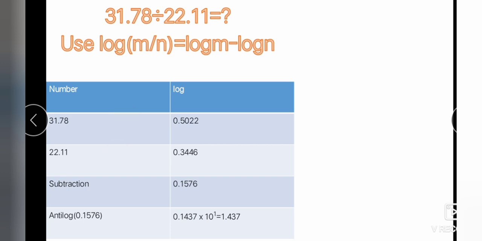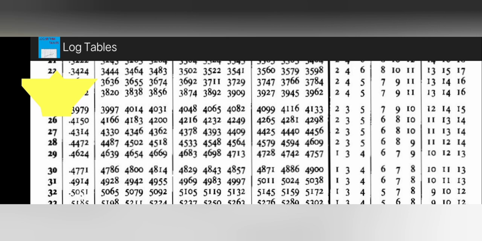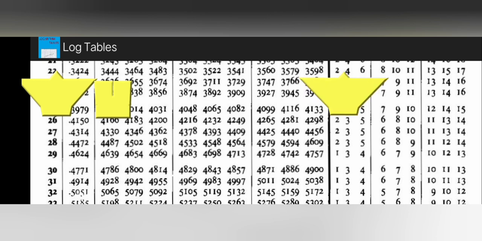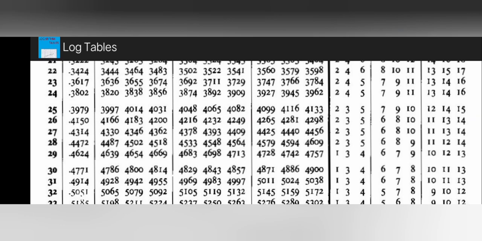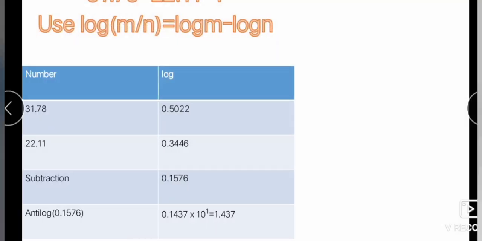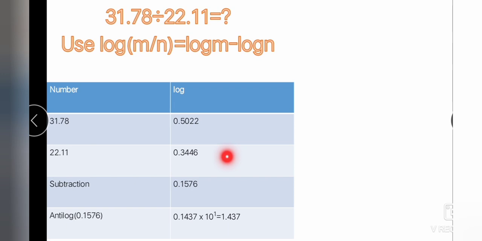Log of 22.11. Look for the row 22. Under column 1 the value is 0.3444 and under column 1 there is 2. So add this 2 here as 0.0002 and the total value is 0.3446. Subtract these two. Subtraction is 0.1576. Antilog of 0.1576 is this.